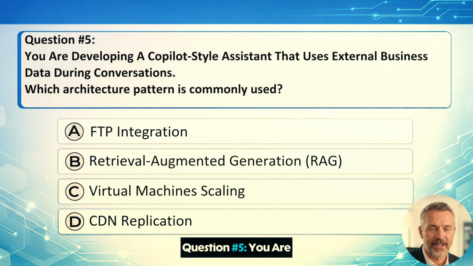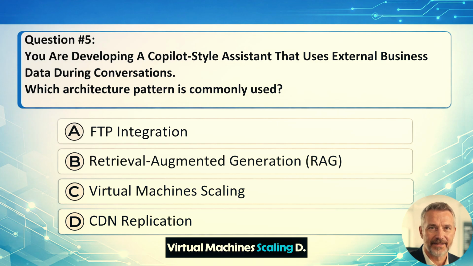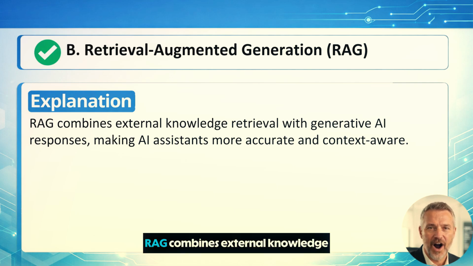Question number 5. You are developing a Copilot-style assistant that uses external business data during conversations. Which architecture pattern is commonly used? A. FTP integration. B. Retrieval augmented generation, RAG. C. Virtual machine scaling. D. CDN replication. Correct answer, B. Retrieval augmented generation, RAG. Explanation: RAG combines external knowledge retrieval with generative AI responses, making AI assistants more accurate and context-aware.